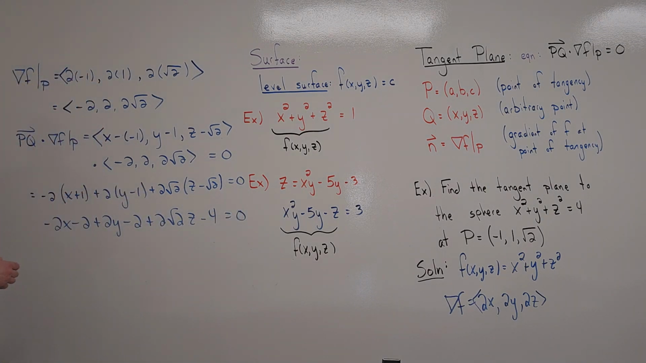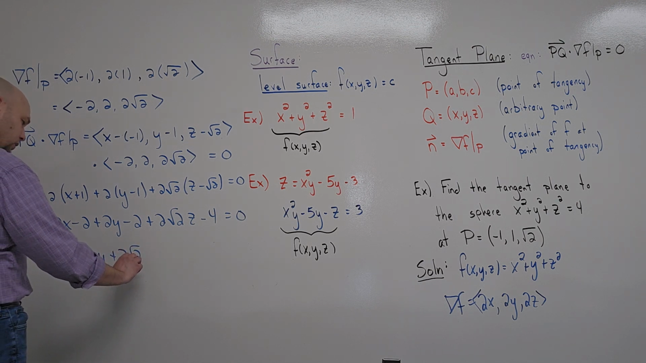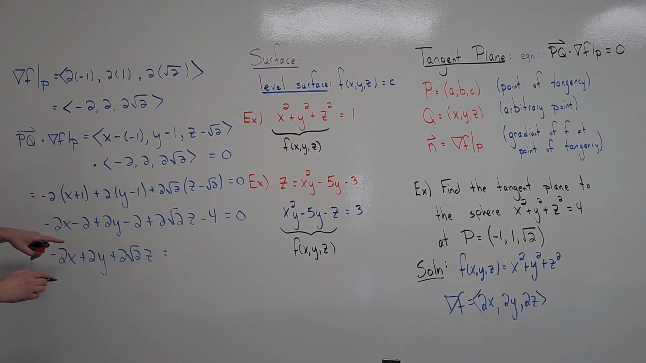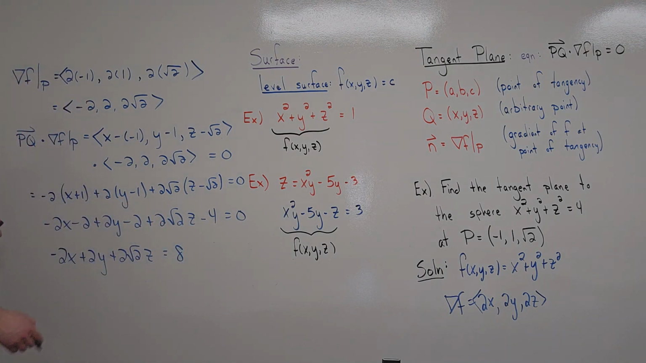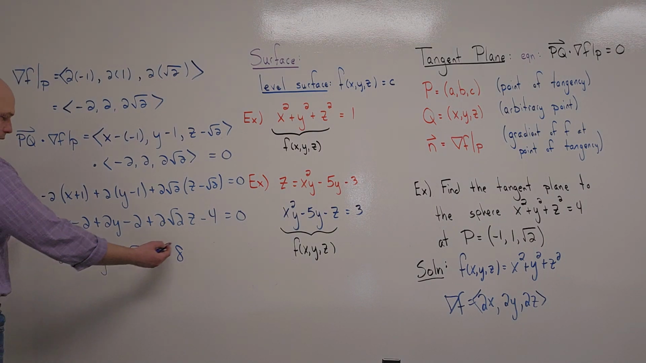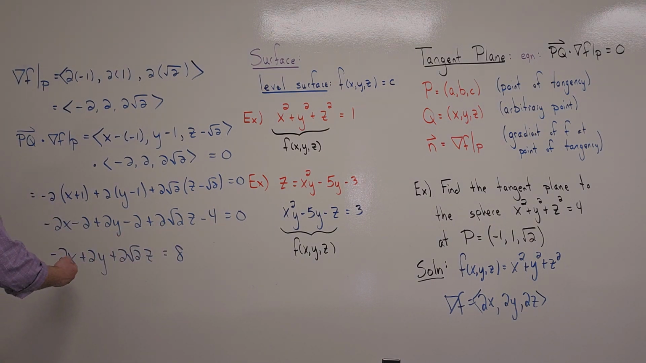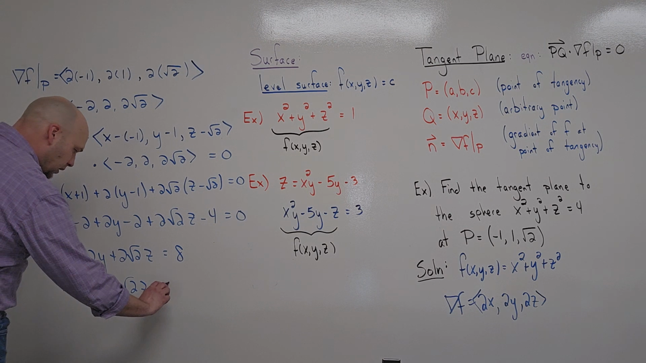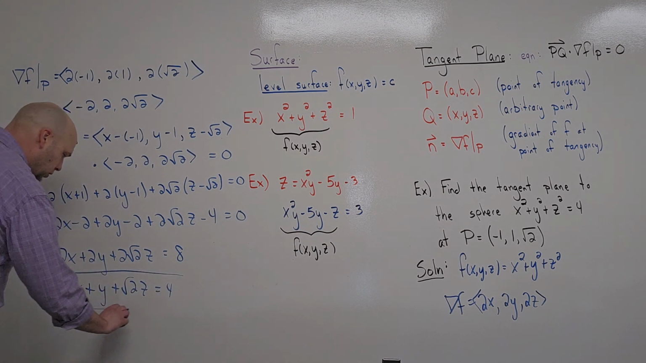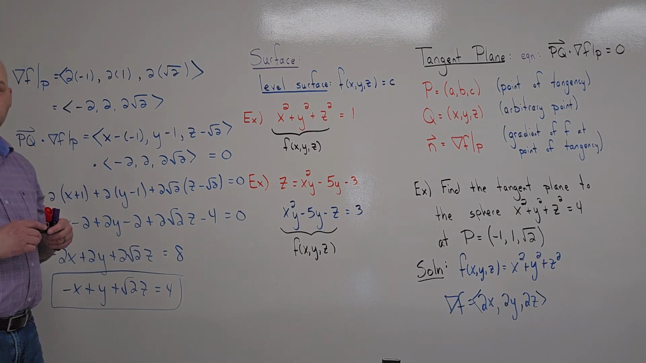So then I can just take the constants on the other side, giving me -2x plus 2y plus 2√2z is equal to, so the constants out of the -2, -2, and a -4, giving me an 8. And I could leave it like that, or since all of those are multiples of 2, I could clean it up by dividing by 2 and get -x plus y plus √2z is equal to 4. So this would be the equation of that tangent plane.